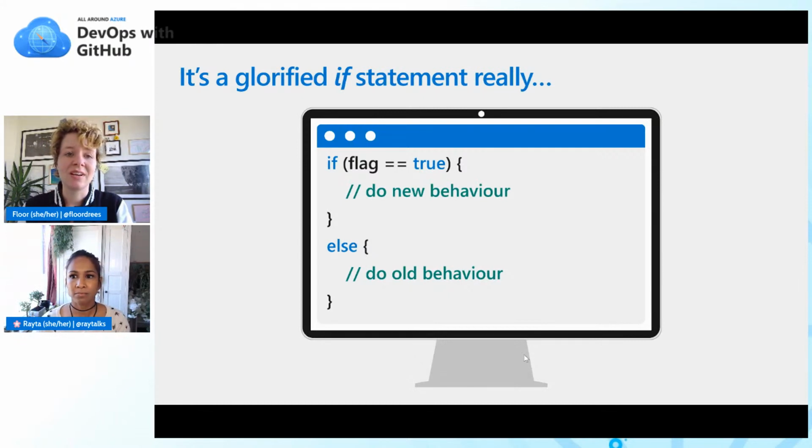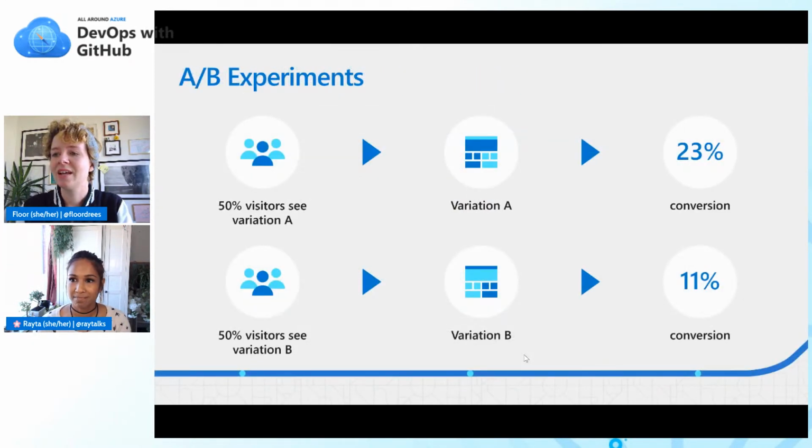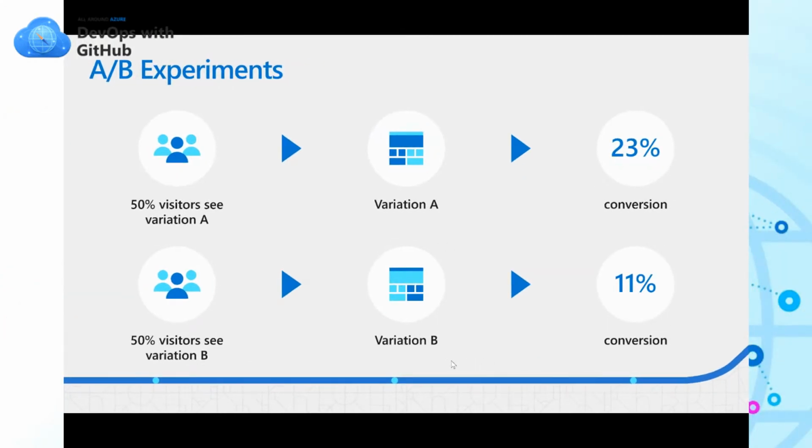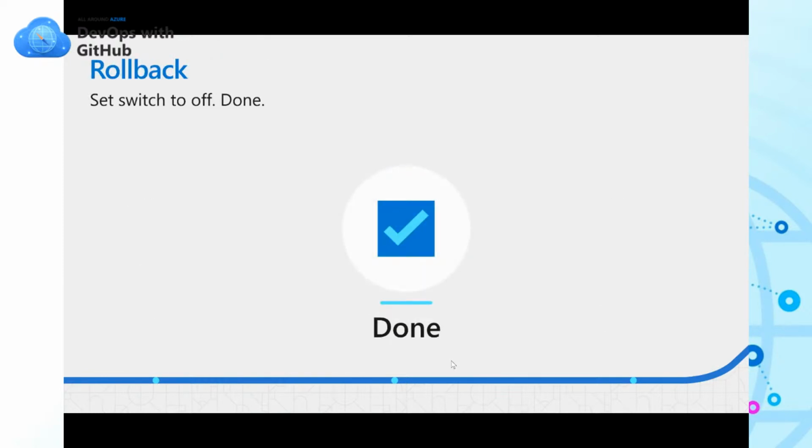Feature flags are really just if statements. So if your code supports if statements right now, and I bet they do, then you can support feature flags as well. I mentioned the A/B testing before. I mean, it's great. You can grab telemetry from both variations and then figure out which one delivers value to your customers better. And of course, if something goes wrong, but let's hope not, you can just roll back your changes and be done with it.